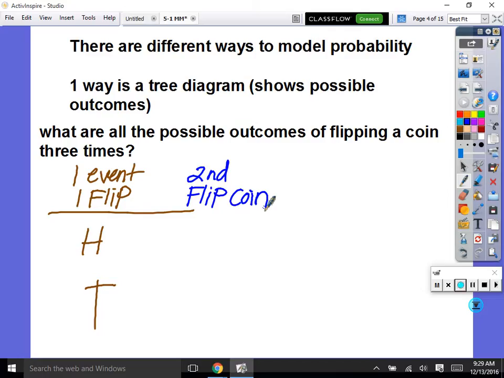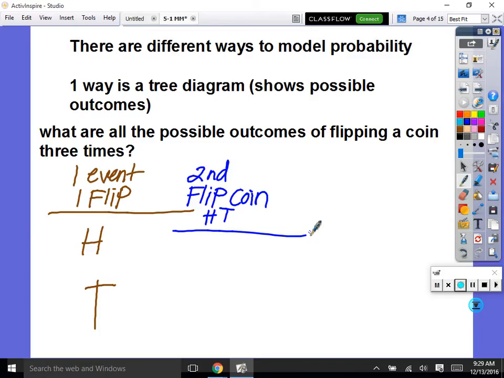If I flip a coin, won't I get heads or tails, no matter what? So let's think about it. We're making a tree diagram showing the possible ways we could flip a coin the second time. So let's pretend like we flipped it once. We get a heads or a tails. Let's pretend we landed on heads. Everybody good? Now we're moving on.